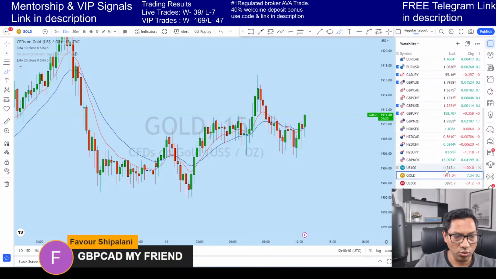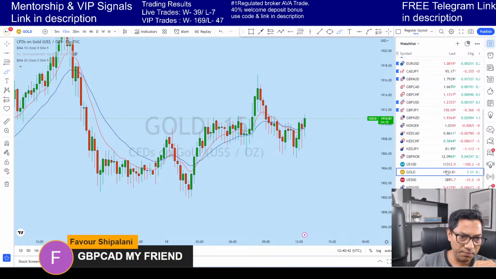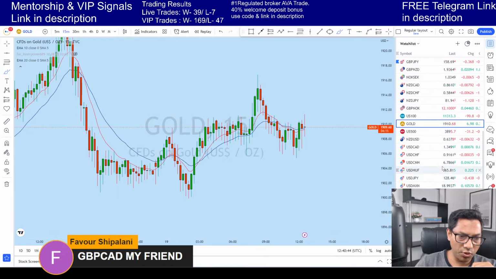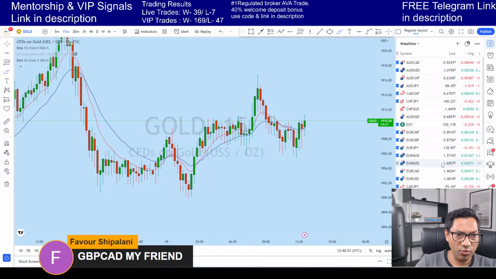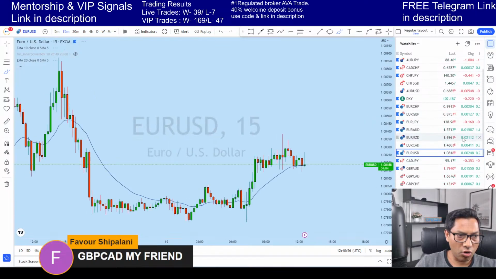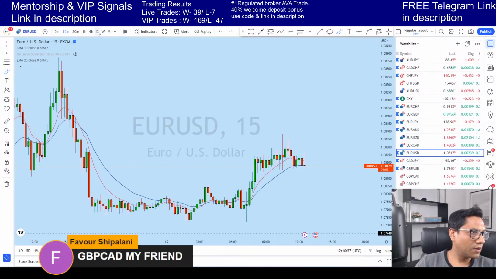So let's see, it looks like gold is slowly creating some bullish momentum, and we'll jump on it over time if we see a suitable entry opportunity like we did yesterday. It was a good trade. So let's look now at some hot pairs, starting with euro dollar.